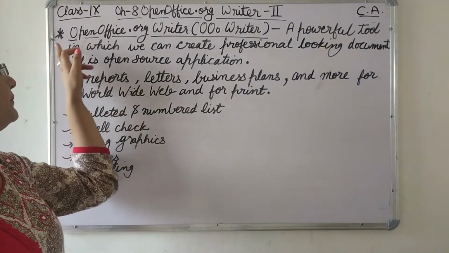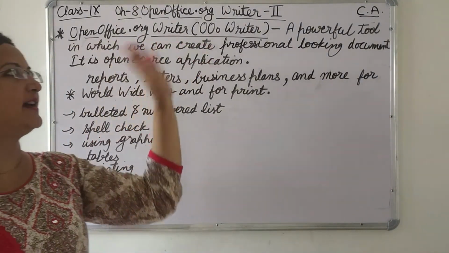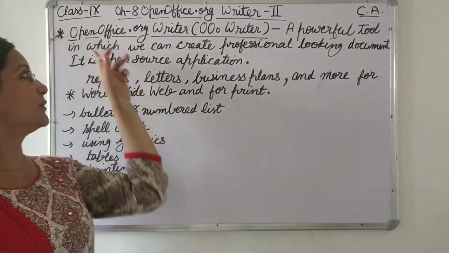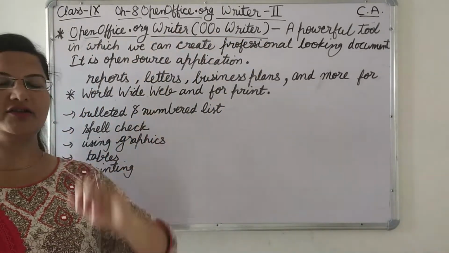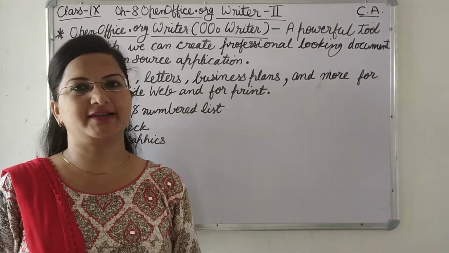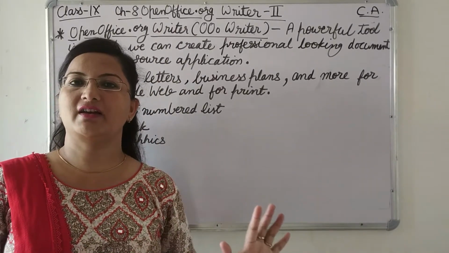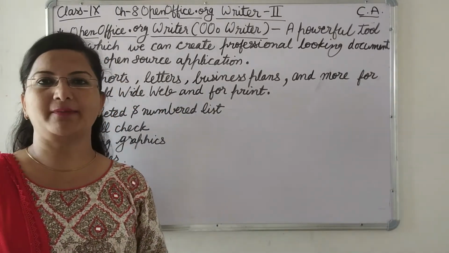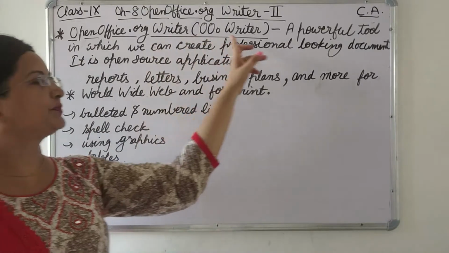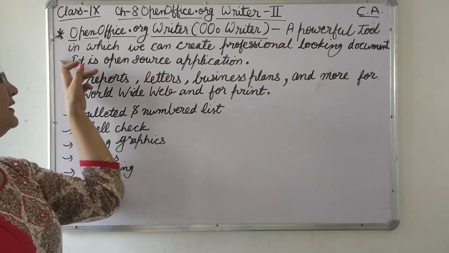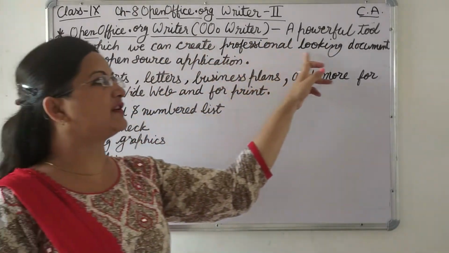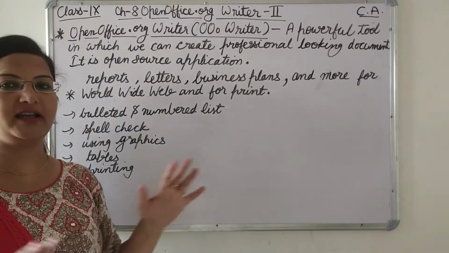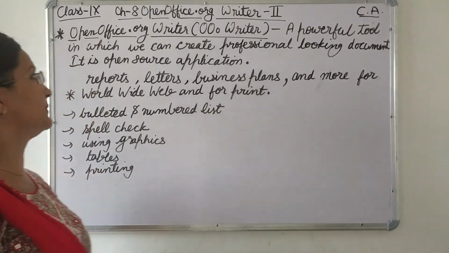So students, OpenOffice.org Writer, we can also call it OOO Writer. OpenOffice is a package which contains Writer software. Writer is a word processing software. Practical C students we have already done, and that is why I am teaching you these two chapters. It is a powerful tool in which we can create a professional looking document.